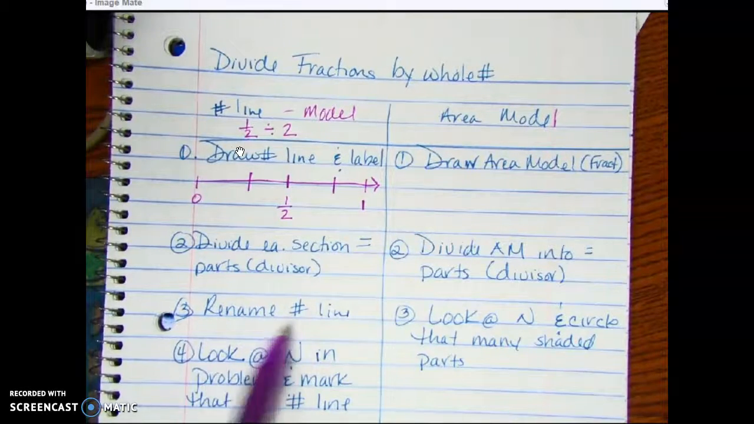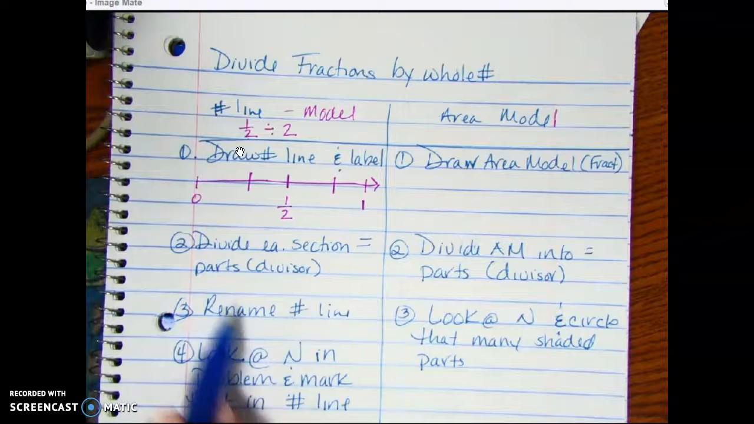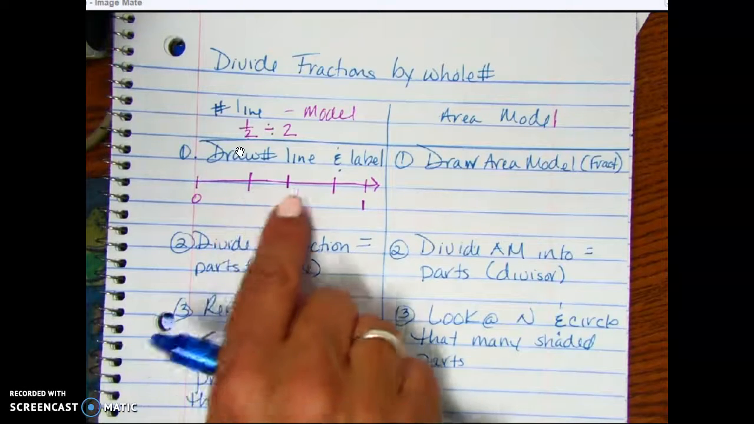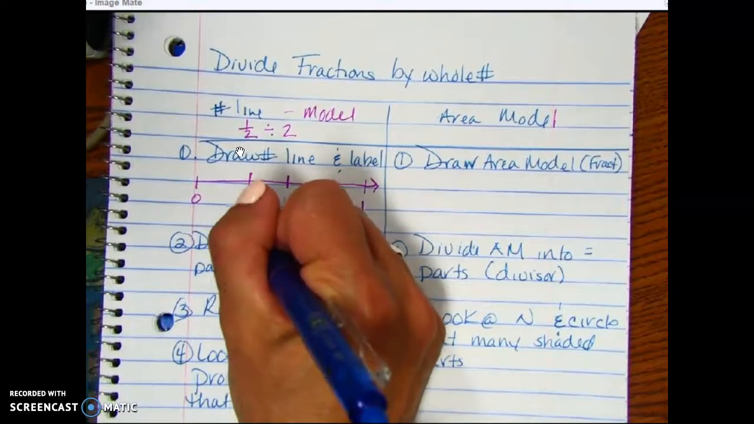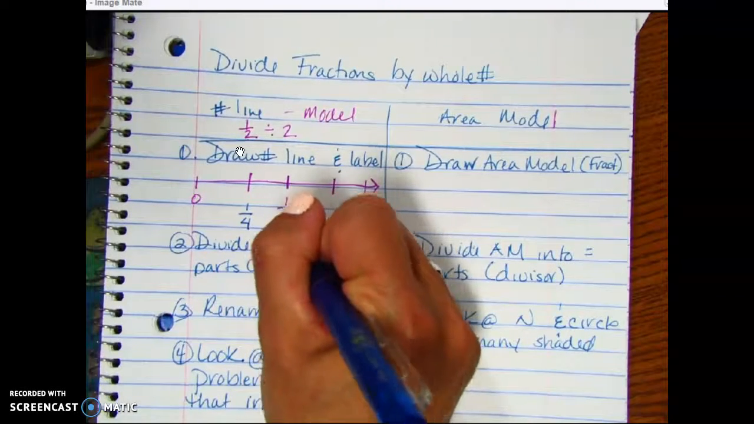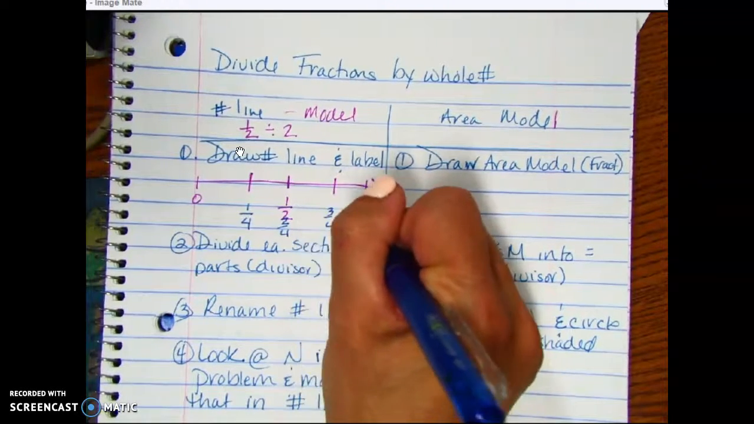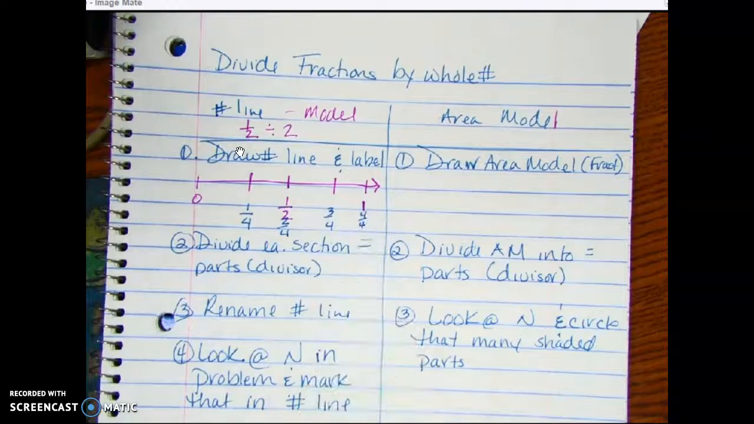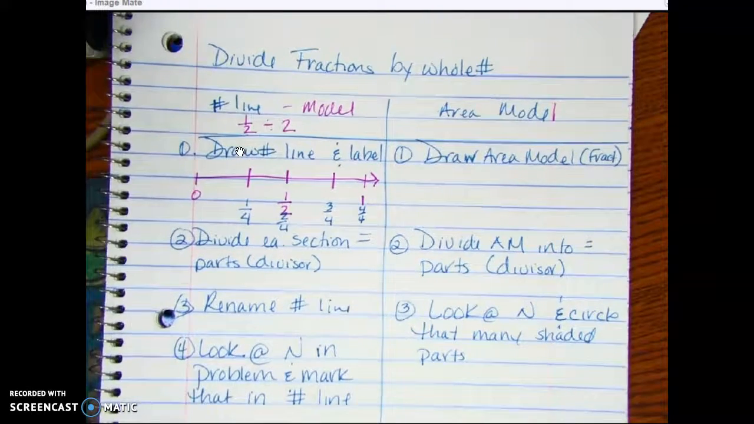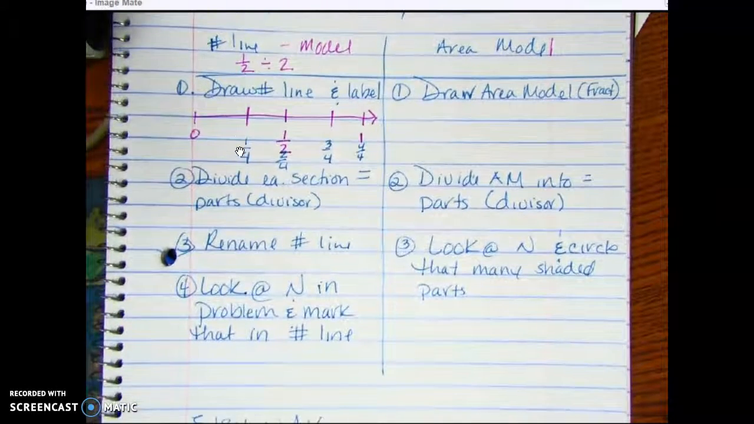The next step is to rename the number line. That means I write my equivalent fractions now with the new sections between 0 and 1. So that would be 1 out of 4, 2 out of 4, 3 out of 4, 4 out of 4, of course 1/4, 2/4, 3/4, 4/4. Step 4. Oh, and by the way, remember guys, you can always pause and write down as we go.